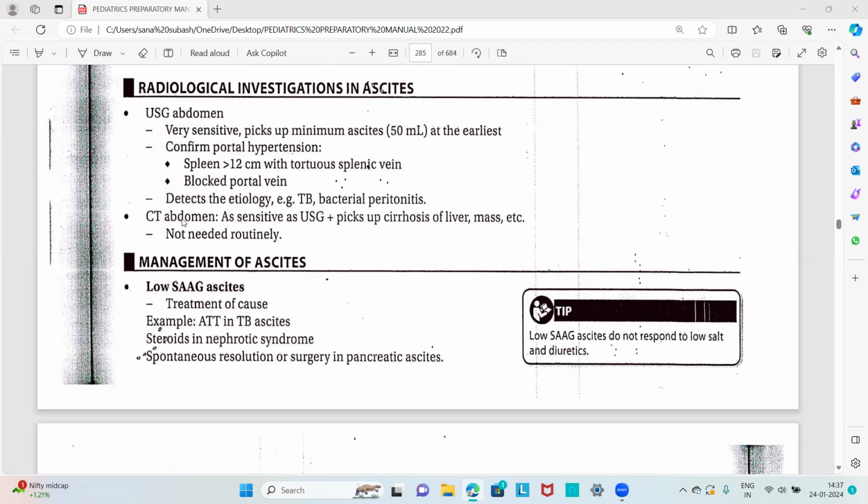Then we also have other imaging modalities like CT abdomen. It is as sensitive as USG and also picks up cirrhosis of the liver, masses, etc. It is not needed routinely. So CT abdomen is not needed routinely, but USG abdomen has to be done routinely.